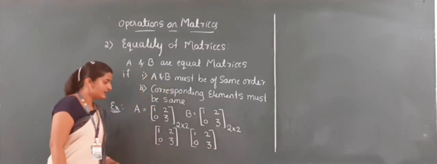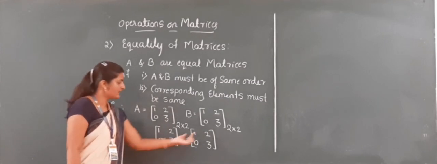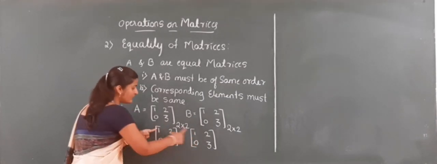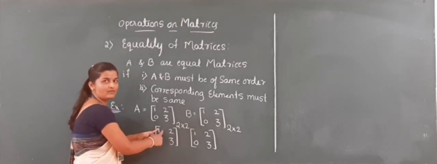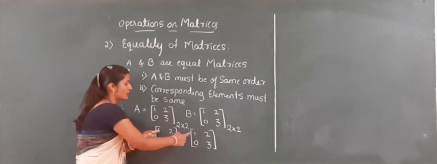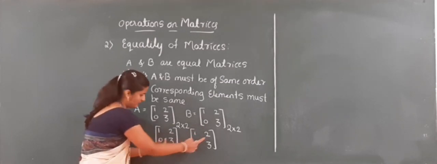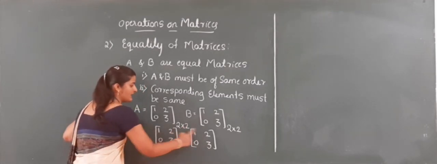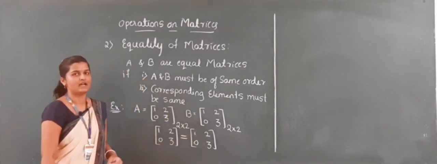So see here, in first row first element in A is 1. Similarly, in first row first element in B is also 1. So these two are corresponding elements. The position of this element is a 1 1, and here also the position is a 1 1 in general form. So these two are known as corresponding elements. And corresponding elements of the second one, this is the corresponding element, and these are corresponding elements and these are corresponding elements. These corresponding elements must be same. Then only we can say that A and B are equal matrices.